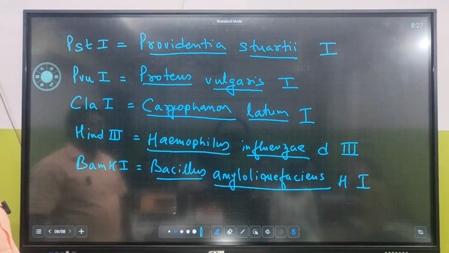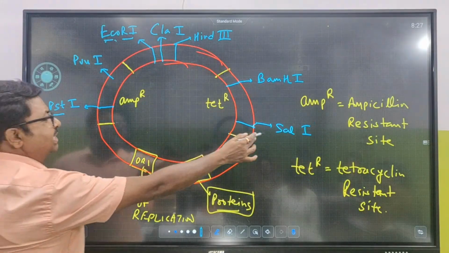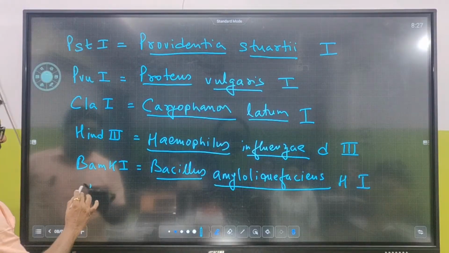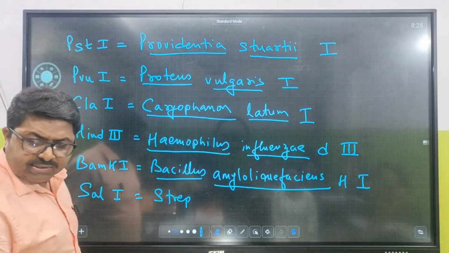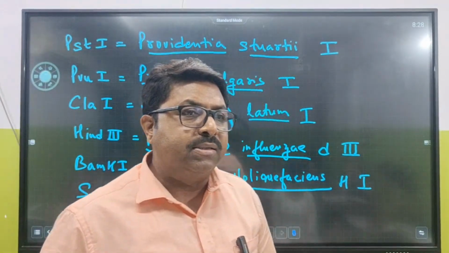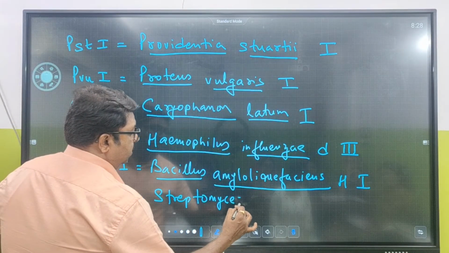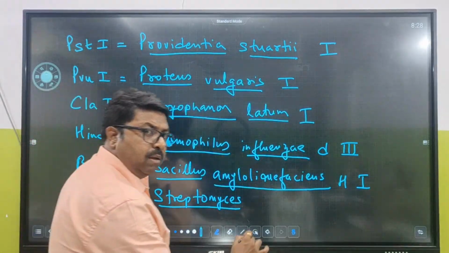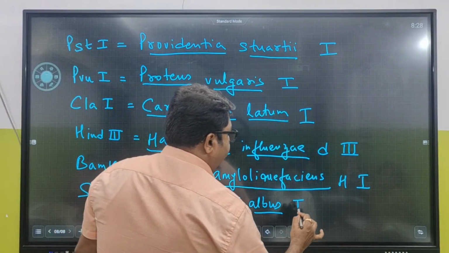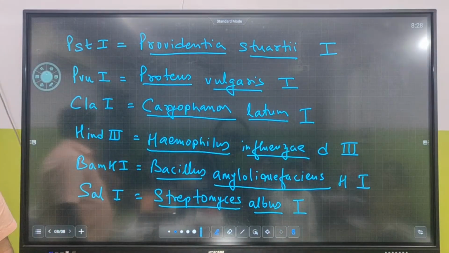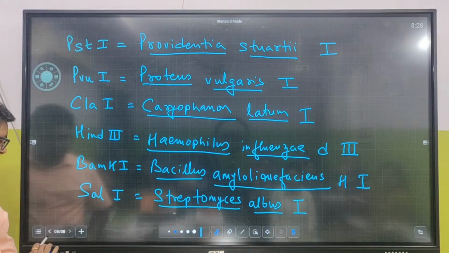Now, Bacillus amyloliquefaciens H1. Okay. Now BAMH1. What is the next one? SAL1. What is SAL1? It is Streptomyces albus. The Roman 1 is first isolated enzyme from this bacteria. All well? Okay, SAL1.